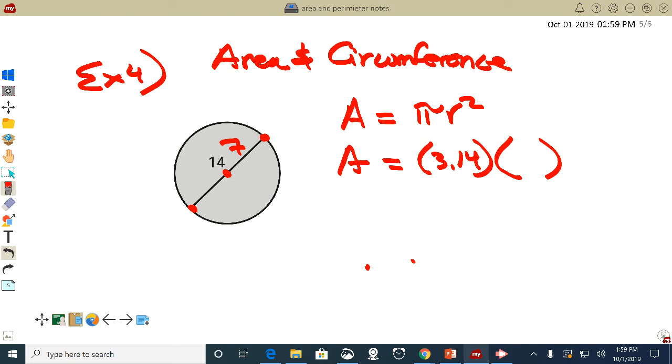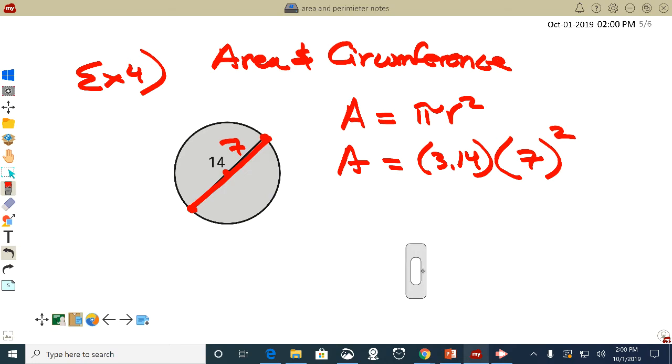Right, so the radius is 7, so let's put 7 here. And we're going to take that to the second power. That's the diameter. The radius is 7. So the diameter is always from one end of the circle to the other. The radius is always halfway from the middle to the outside. And so the formula is asking for the radius.